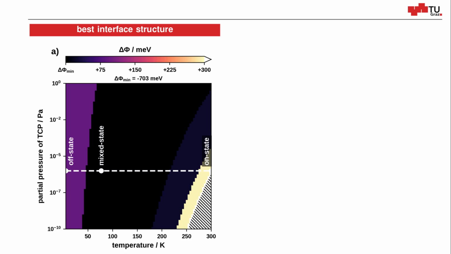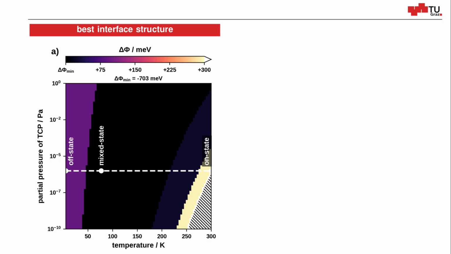On the y-axis you can see the partial pressure of the tetrachloropyrazine molecule, and on the x-axis the temperature. For a low temperature, we find that an off-state structure has the lowest Gibbs free energy of adsorption. If we increase the temperature, we find a mixed state structure, and right on the right-hand side of this plot at about room temperature, we find that an on-state structure is lowest in Gibbs free energy. If we go from a mixed state structure to the on-state structure, we can switch the work function by about 300 millielectron volts. And to give you an idea of how large this number is, the threshold voltage of a germanium diode is about 200 millielectron volts.